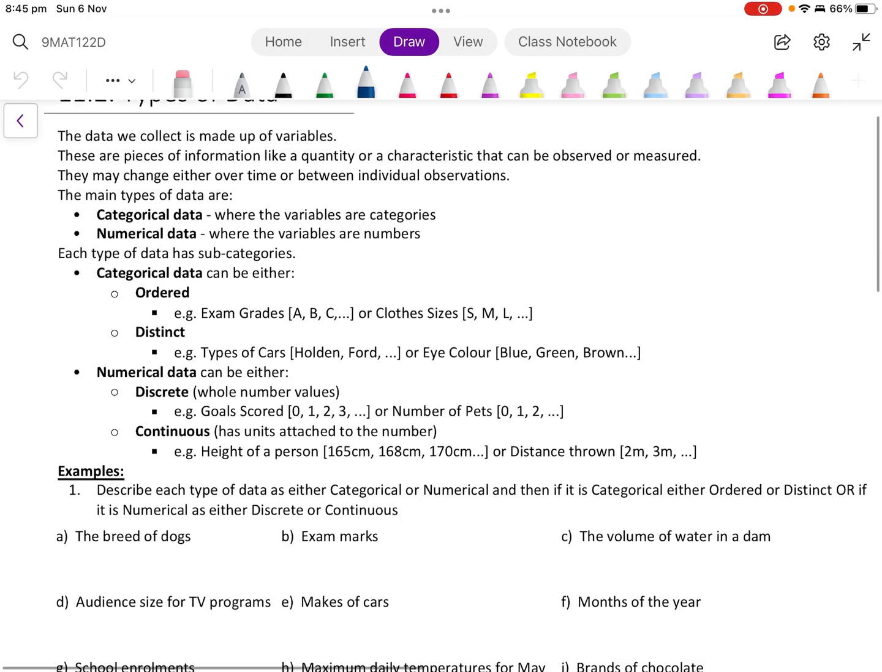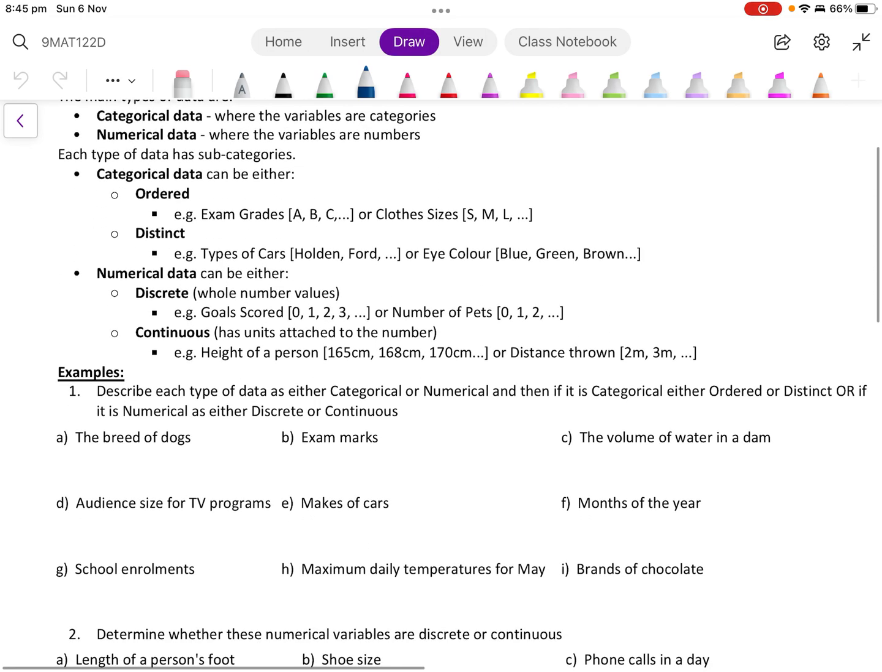What we're going to do now is have a look at describing each type of data as either categorical or numerical. Then if it's categorical, we're going to say whether it's either ordered or distinct, or if it's numerical, as either discrete or continuous. So we have the breed of dogs.